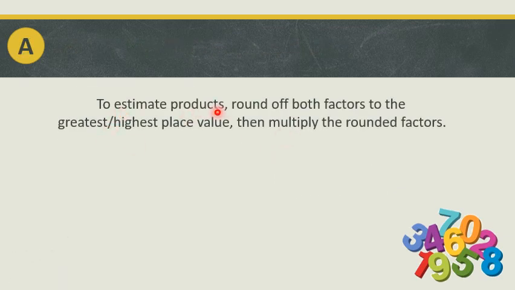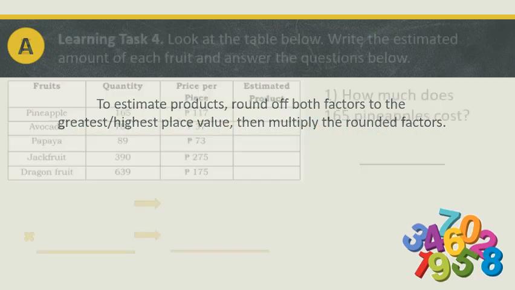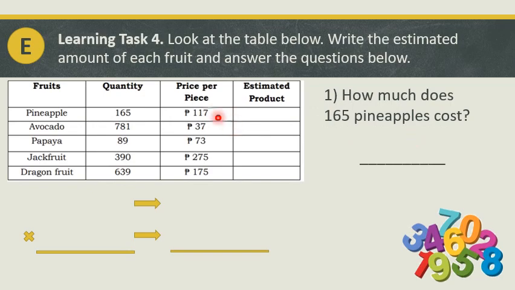Okay, kapag tayo nag-estimate ng products, i-round off natin both factors to the greatest or highest place value. Then multiply the rounded factors. The learning task 4, so tingnan natin tong table na to. Then isulat natin yung estimated product of each fruit and answer the questions below. So ganun din naman, same lang ng tanong dito. So may corrections tayo sa module, so binago ko na siya dito sa video. Okay? Ang tanong, how much does 165 pineapples cost?